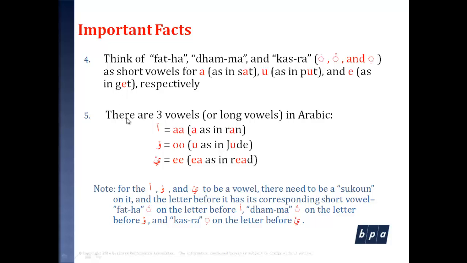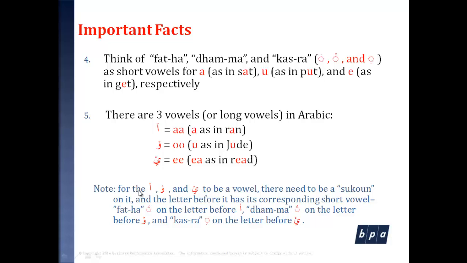In Arabic, there are three vowels. There are the alif, the waw, and the ya. The alif would sound like a double A or a. The waw would sound like a double O or an OU, and it would sound like oo. And the ya would sound like a double E as E.